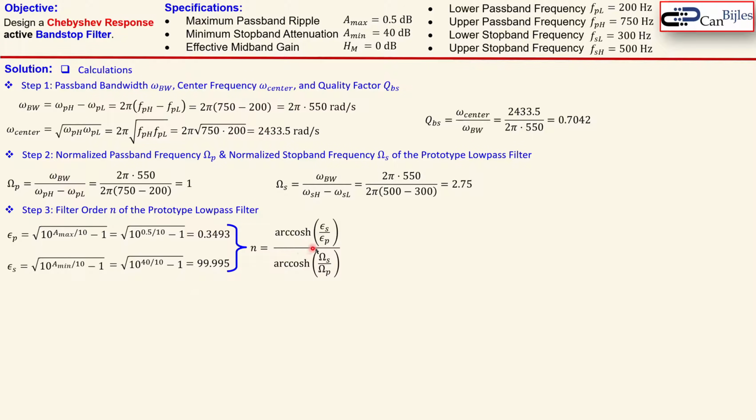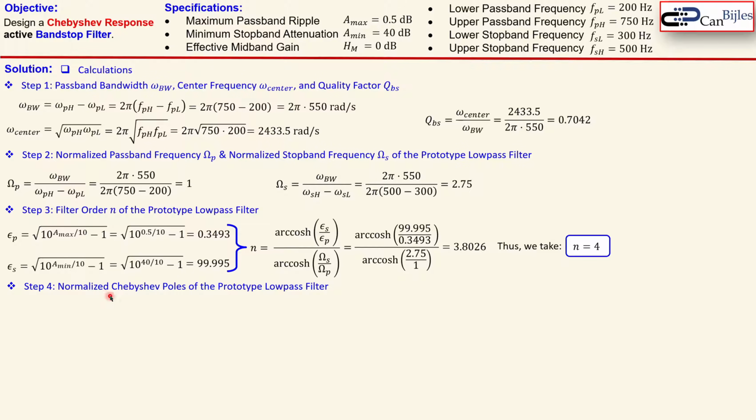Now taking this together in the Chebyshev response formula for calculating the filter order, it is given by this formula, and when you do that, you get here 3.8026. Now we need to have an integer order, so we need to go up to n is 4. So we need a 4th order prototype low-pass filter. This is not the order of the band stop filter we need to design. That will be discussed shortly.